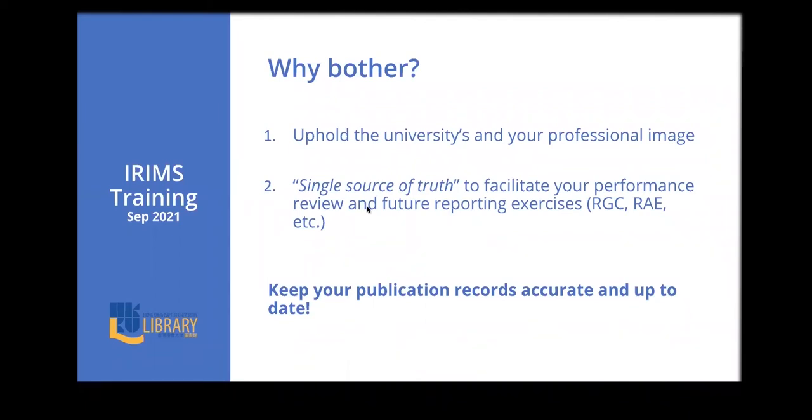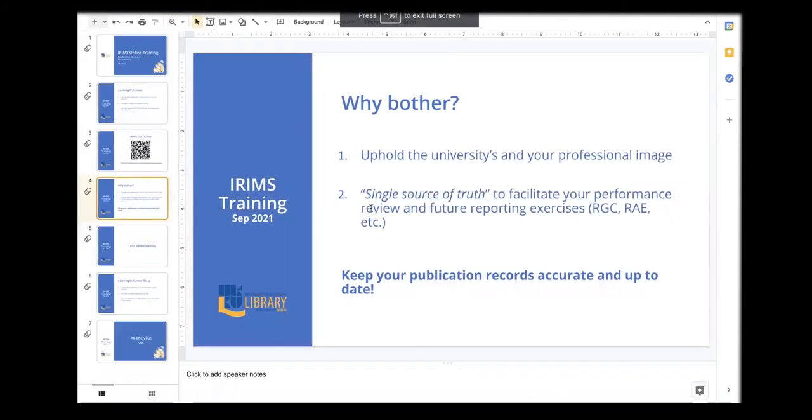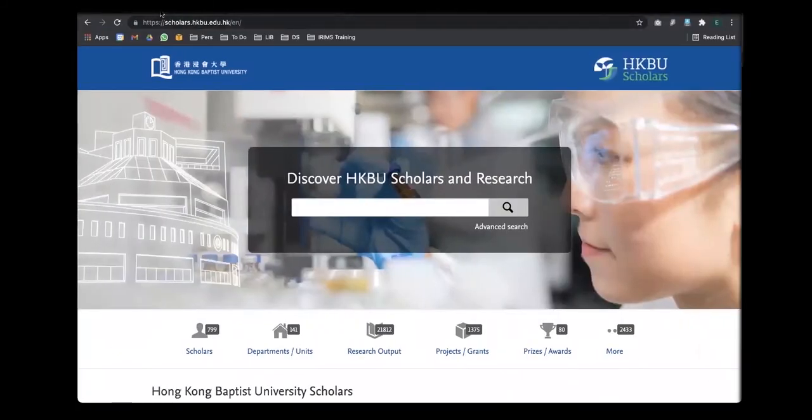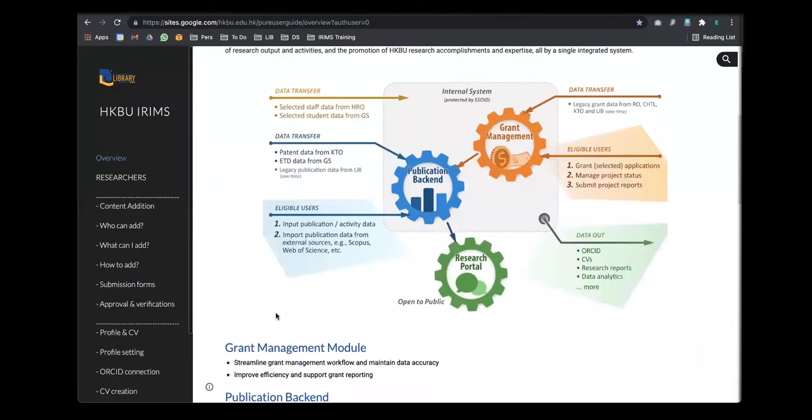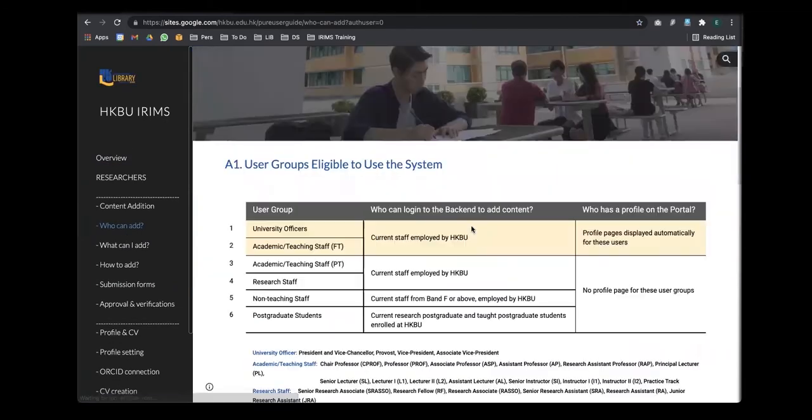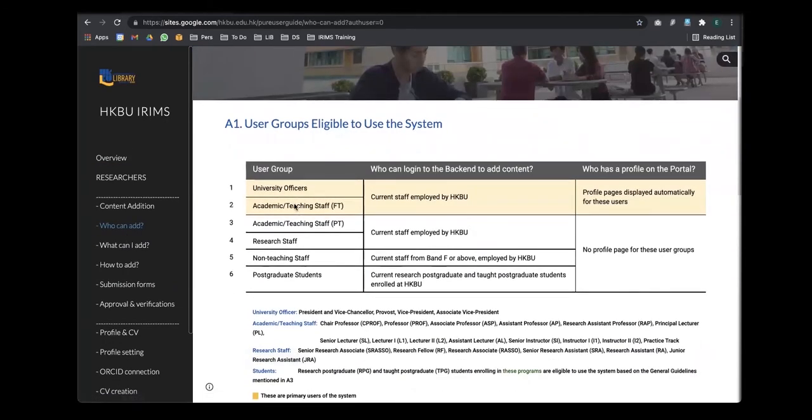Okay, so now who can actually use this IRIMS system to add contents in here? If I go back to the IRIMS user guide, you can see on the left who can add. Everyone who is employed by HKBU can add things in there, but there's a fine distinction. University officers such as president, vice chancellor, provost, VP, etc., as well as teaching staff who are full-time employed by HKBU, can add stuff to the IRIMS system.